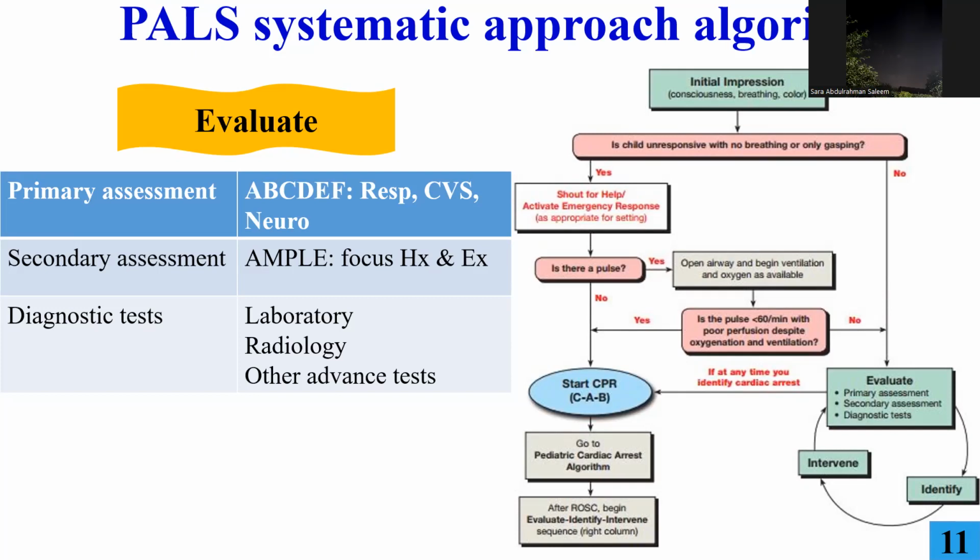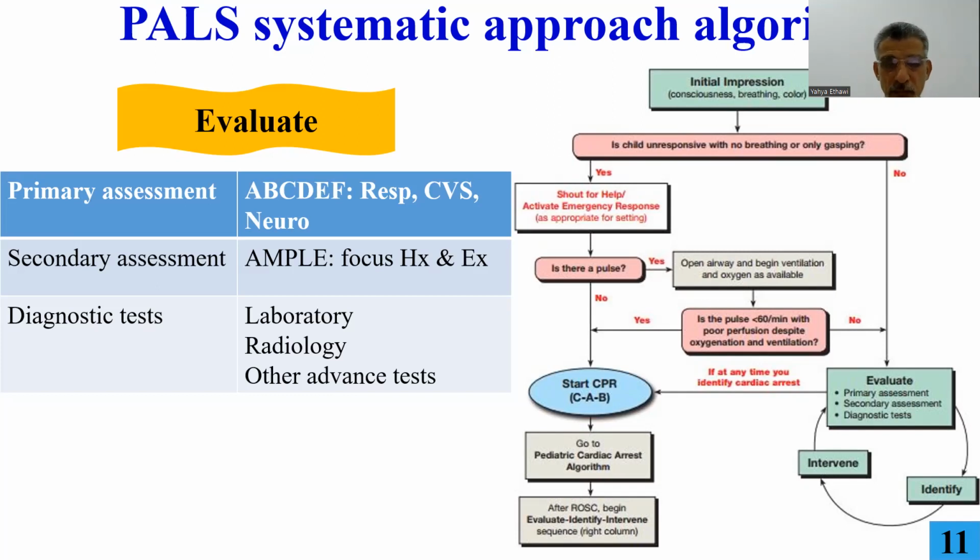Yes, okay. So after that, we have either arrest or heart rate less than 60. In both, we do CPR until the child regains consciousness. Or, if his heart rate is more than 60 and he has breathing, we give respiratory support and oxygen. After that, we re-evaluate again. So that will take from us 1 to 2 minutes. Our second evaluation is called primary assessment, and the third one is called secondary assessment.